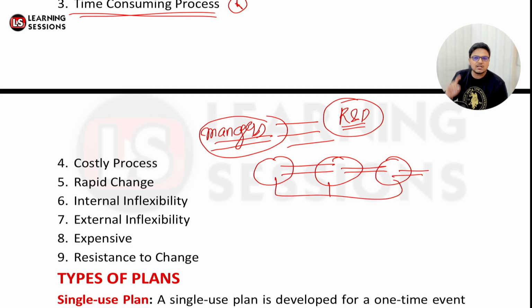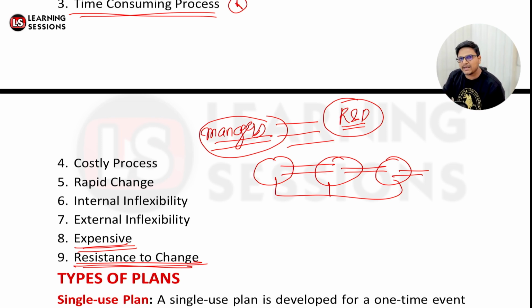It could also be the case that there is internal inflexibility, that you are planning things, but your management is not allowing you to do things as per that particular plan. It may be that external inflexibility is there, that you have planned something, but the rules, regulations, or the laws of the land don't allow you to execute it as such, right? And it could also be that the things you are going to do are expensive enough, and if you're going for change, there must be resistance to change, right?